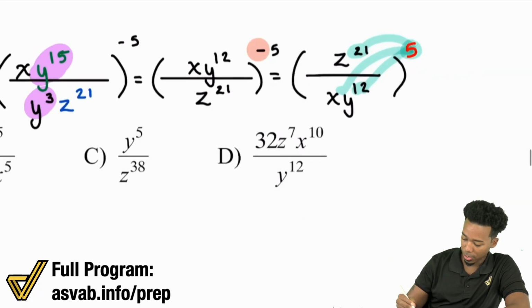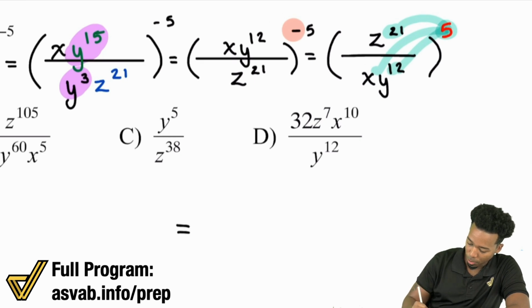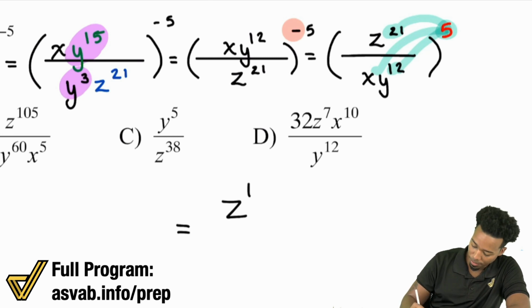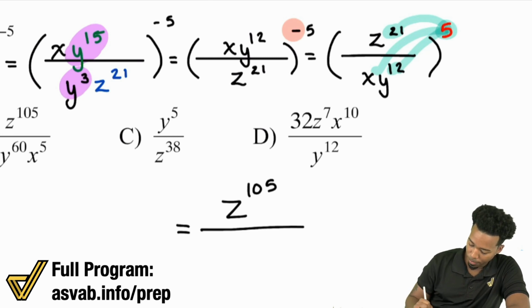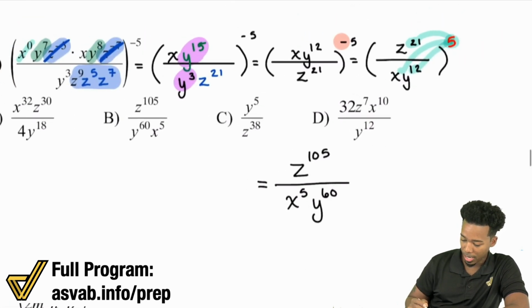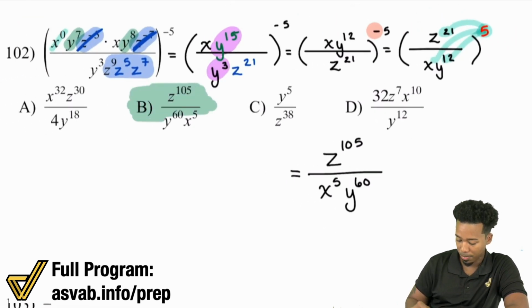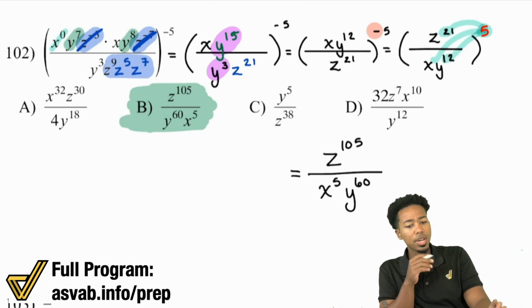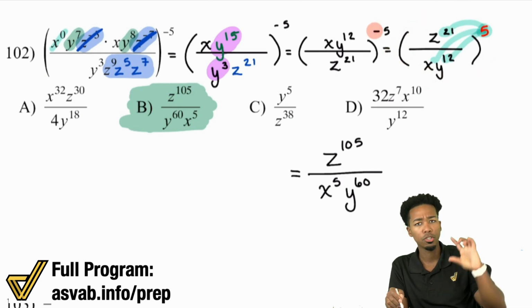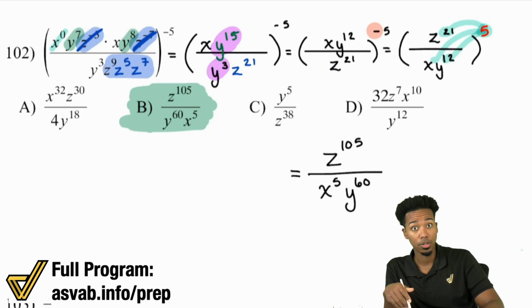And so my final answer is, my math party people, it will be z to the power of 21 times 5, which would be 105, over, and then it's going to be x to the power of 5, and y to the power of 12 times 5, which is 60. And so there's my final answer, and I see that it is answer choice B. So again, not terrible. I think that the most confusing part may have been right here. That's probably the most confusing part, going from a negative to a positive, just simply flipping it. But yes, that works.